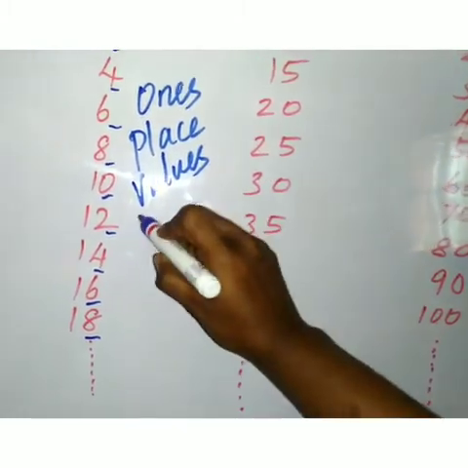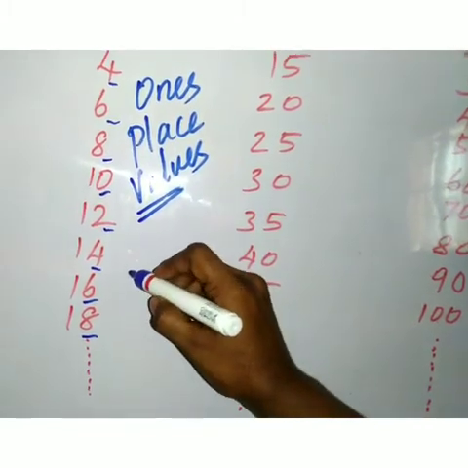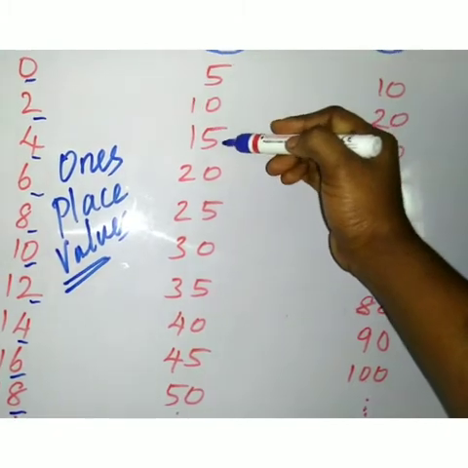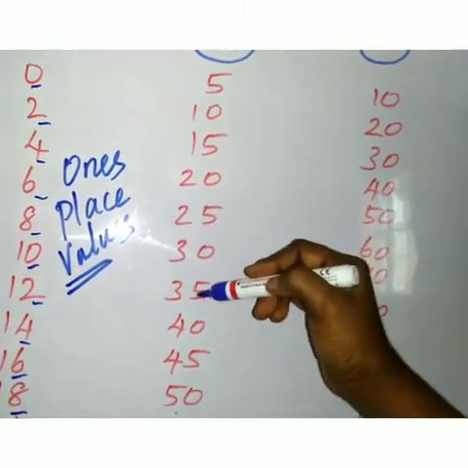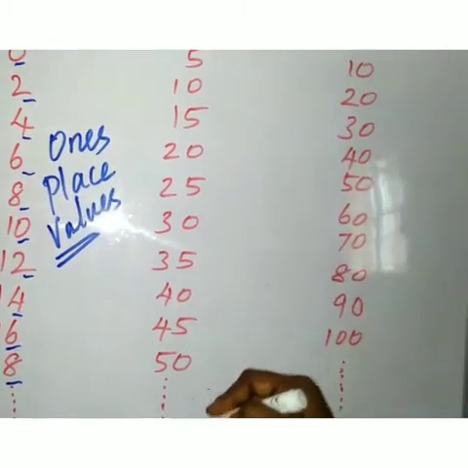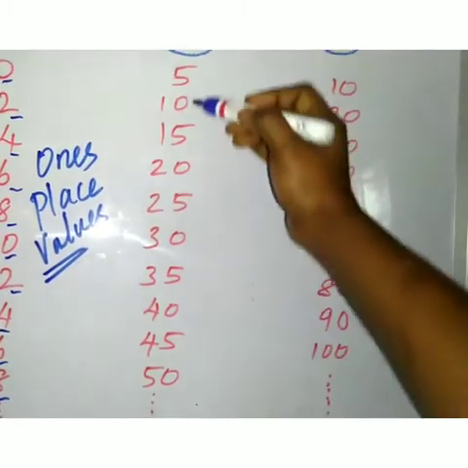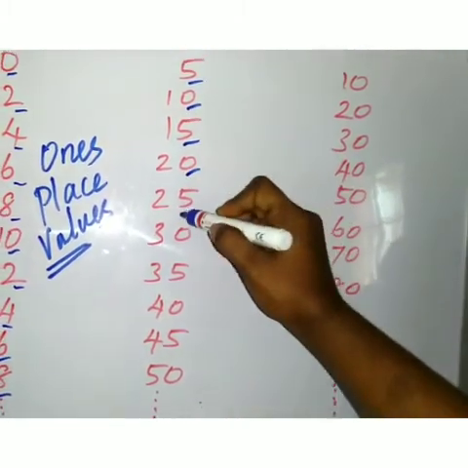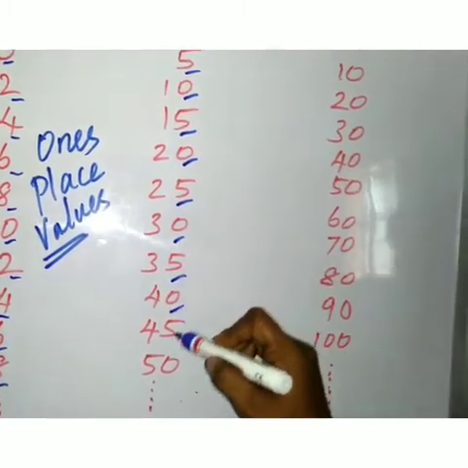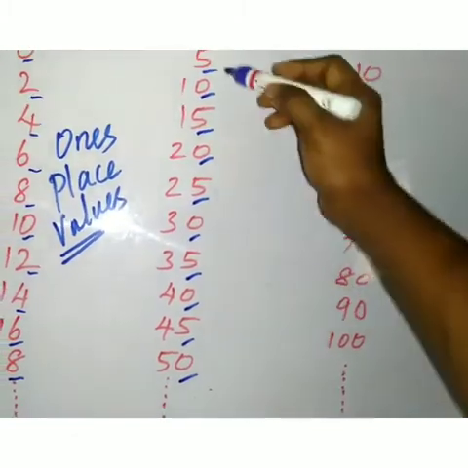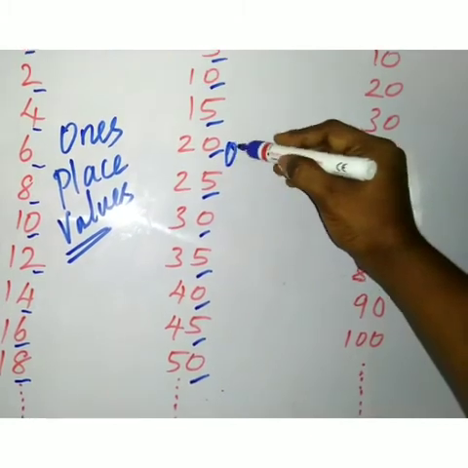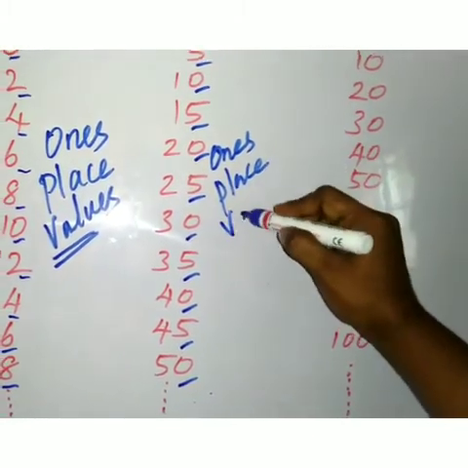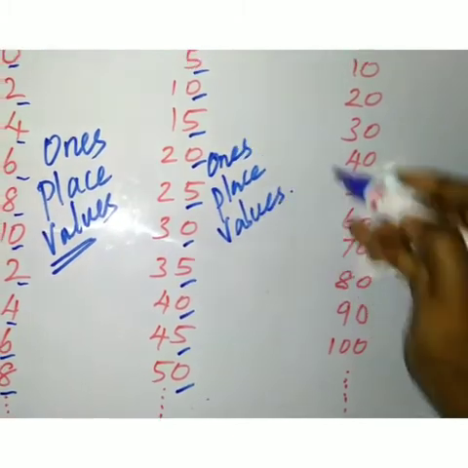Okay children. Next, look at the multiples of 5. The multiples of 5 are 5, 10, 15, 20, 25, 30, etc. So from these values, you should consider the ones place values. Ones place values are 5, 0, 5, 0, 5, 0. So in multiples of 5, 0 and 5 are the ones place values. If the number has ones place value as 0 or 5, then you can divide it by 5.